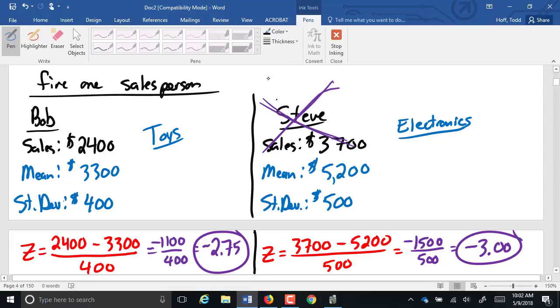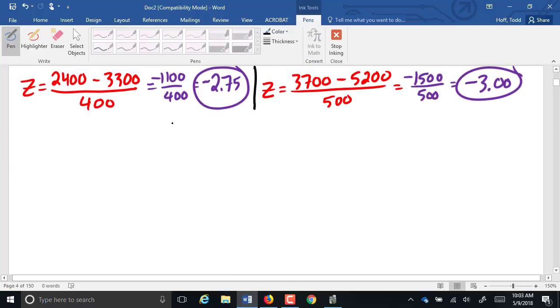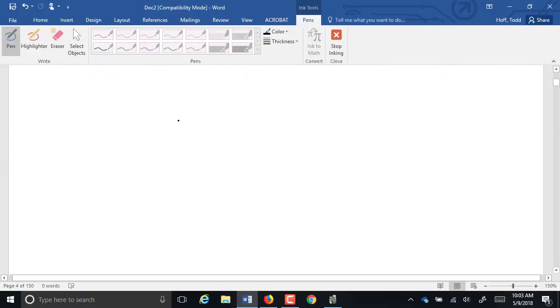That doesn't mean Bob's safe. I'd probably still be looking to replace Bob as soon as I can, because that's pretty bad sales as well. So it's a way you can compare numbers from separate populations. Where might this be useful for you?